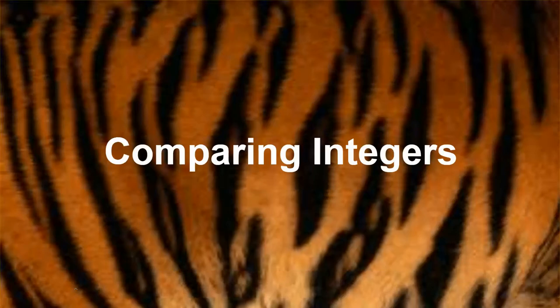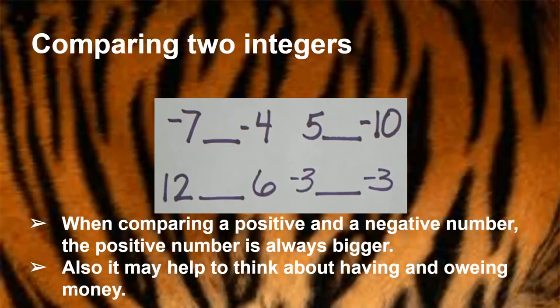So when you compare integers, a positive is always bigger than a negative. It may also help to think about maybe owing money. If you think negative is owing and positive is having, that's why the positive is always better than the negative, because it's better to have money than it is to owe money.